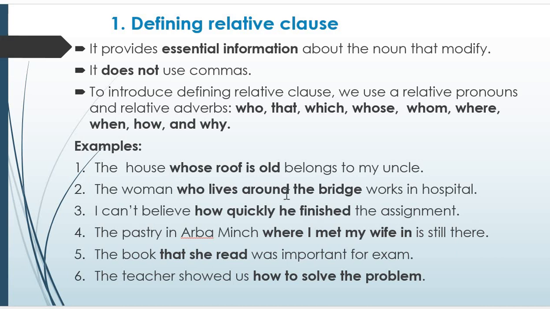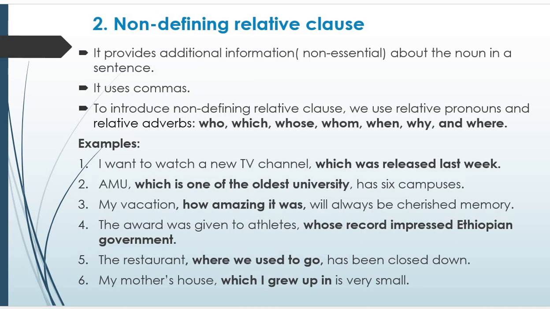If you miss who lives around the bridge, the sentence doesn't make sense. Like, the woman works in hospital. You have many questions. What kind of sentence is it? The woman. Which? Okay? So you have to have full information when you write a sentence with defining relative clauses. The second type of relative clause is the non-defining relative clause.